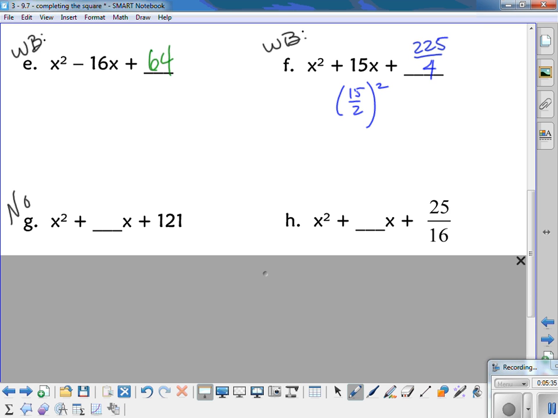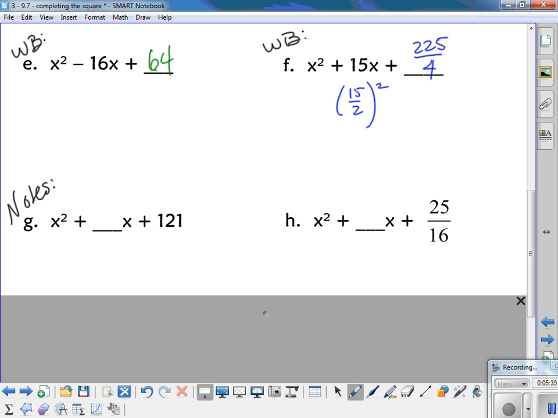All right, this is for your notes now. This time I'm missing the middle term. So I'm going to work backwards. Because if I take the square root of 121, that should be half of what I want for b, right? So what is the square root of 121? 11. But then I have to do it times 2, because when we squared it, we cut it in half. So we're just working backwards, okay?